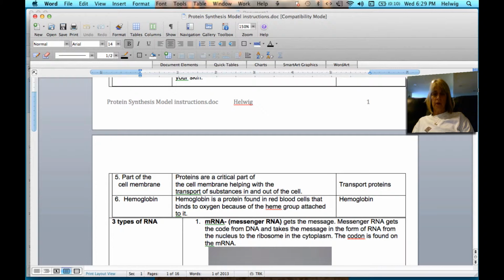Another type of protein that we've talked about earlier is the parts of your cell membrane. Those proteins that we talked about, transport proteins or carrier proteins, are critical parts of the cell membrane, and they help with the transport of substances into and out of the cell. Then the sixth type of protein is hemoglobin. Hemoglobin is a protein found in red blood cells that binds to oxygen, and the heme group attached to it allows oxygen to bind so that it can get oxygen to the rest of your body. So hemoglobin is an example of a type of protein in your body.